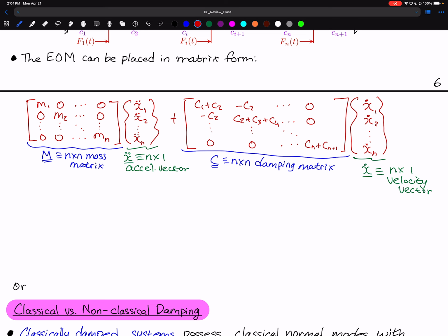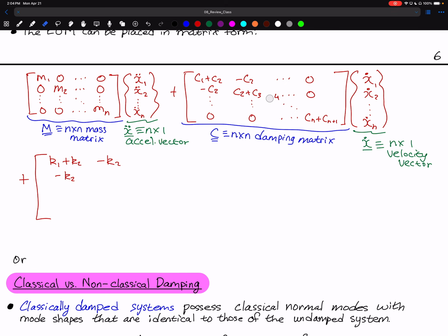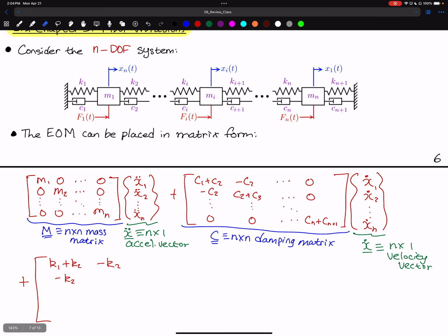And we got lastly the stiffness matrix times the displacement vector, and then the external forcing vector. So plus the stiffness matrix, we're going to get K1 plus K2, minus K2, minus K2. Oh, and let me make a correction here. There should not be a C4 up there because I thought we had a grounding stiffness or a grounding damper shown here as well, but we don't. So it should be C2 plus C3.